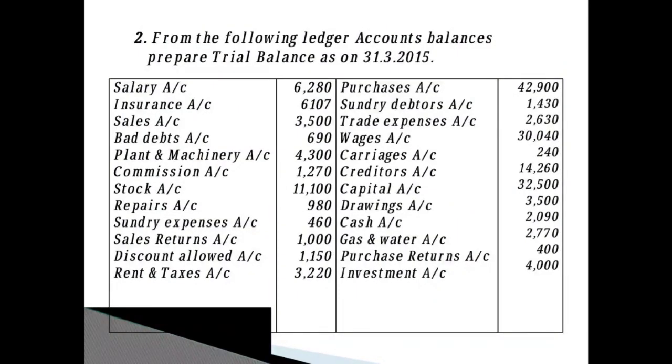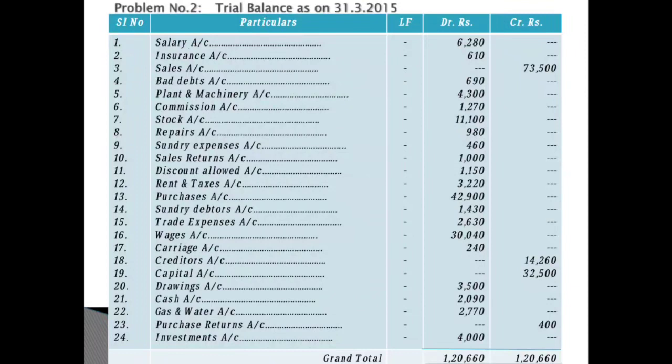The next you have rent and taxes account, 3,220. Now rent and taxes account is an expense, because we are paying rent and tax here, as they have not said that it is received. So as we are paying, it is an expense for us, 3,220, which shows debit balance. See, rent and taxes, 12th one, debit balance we have recorded, 3,220 here.